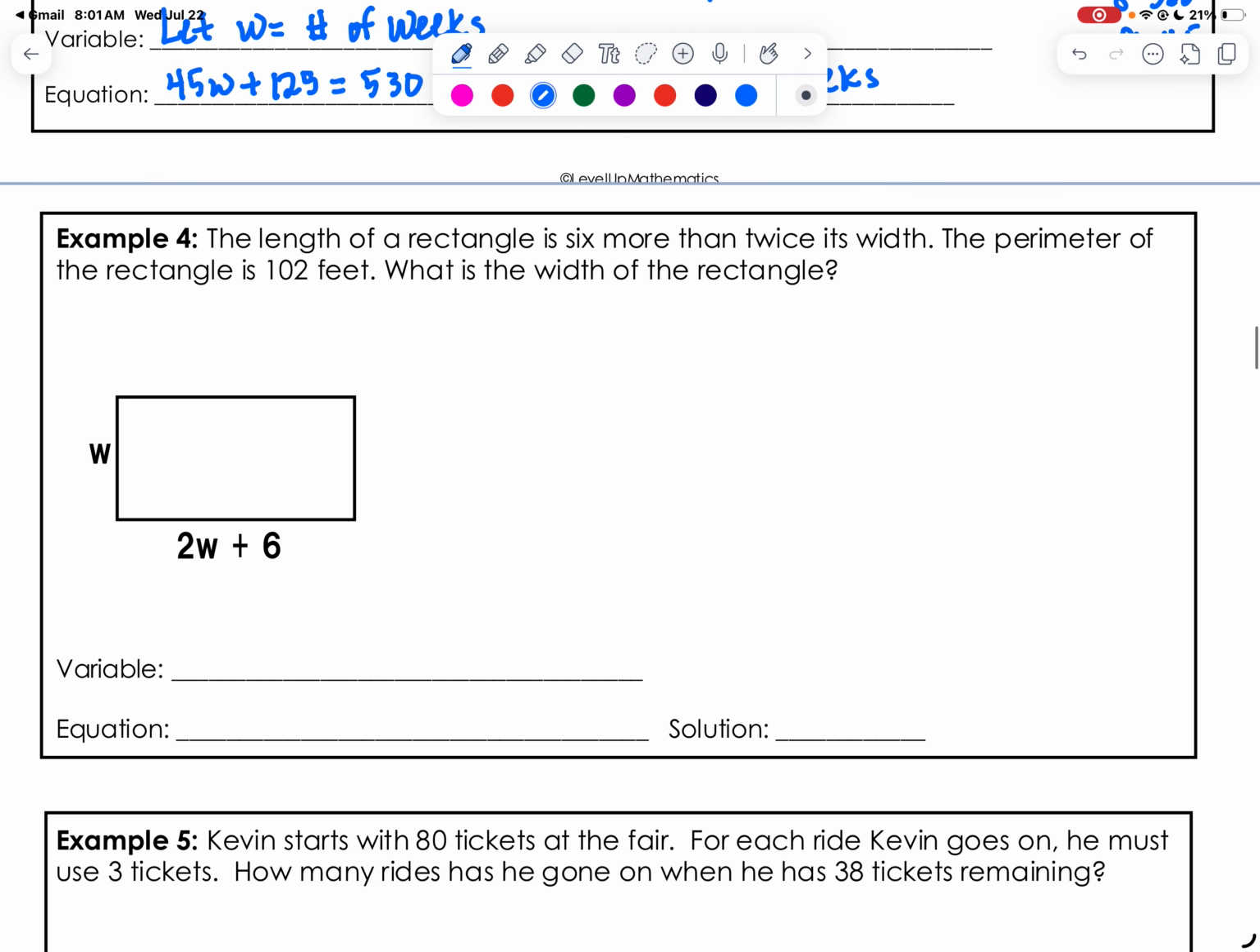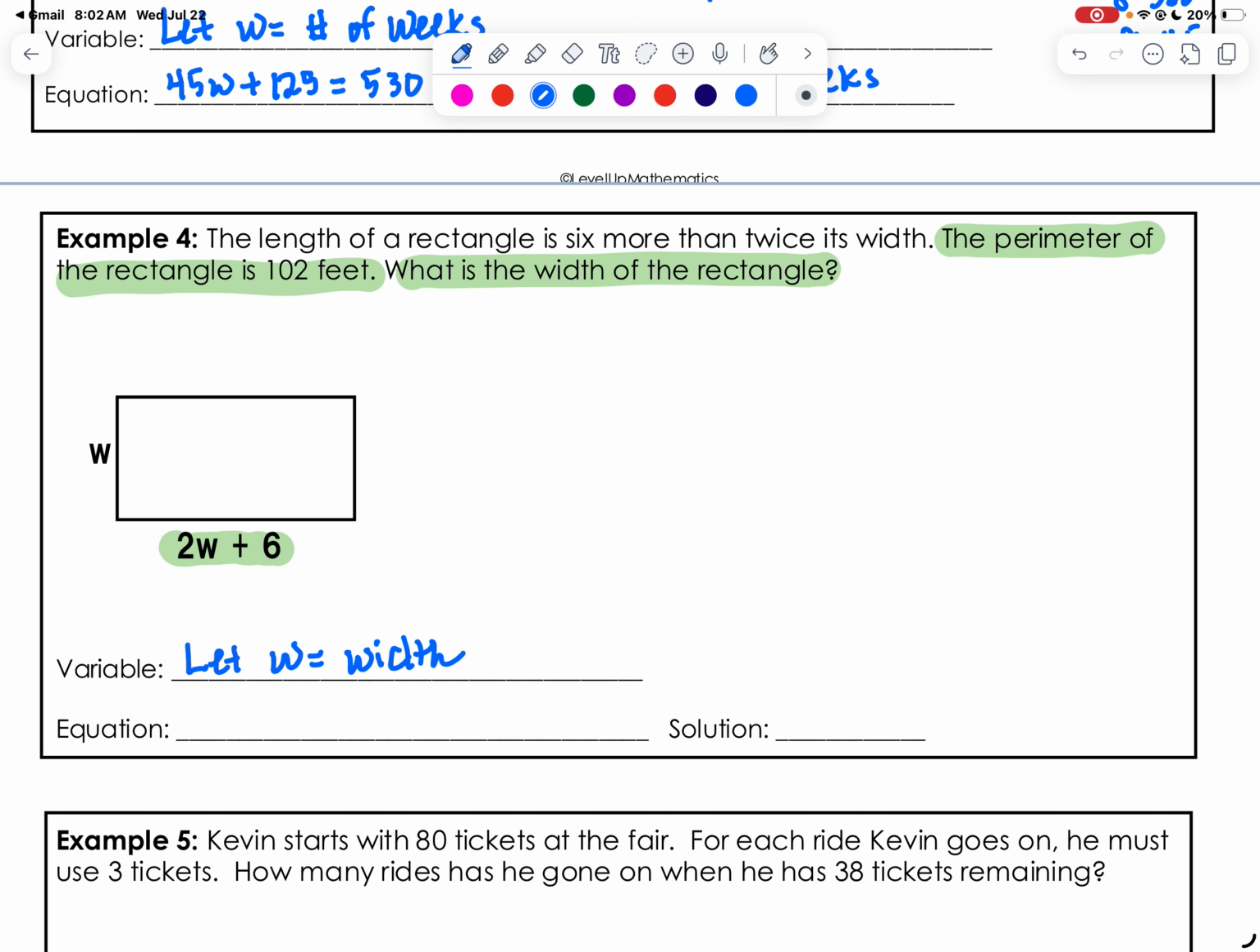All right, example 4. The length of a rectangle is 6 more than twice the width. So they've labeled the length of your rectangle with that statement: 6 more than twice the width. The perimeter of the rectangle is 102 feet. What is the width? So there's your unknown. So I'm going to let W equal the width of the rectangle. Now, in this problem, it says the perimeter of the rectangle is 102 feet.